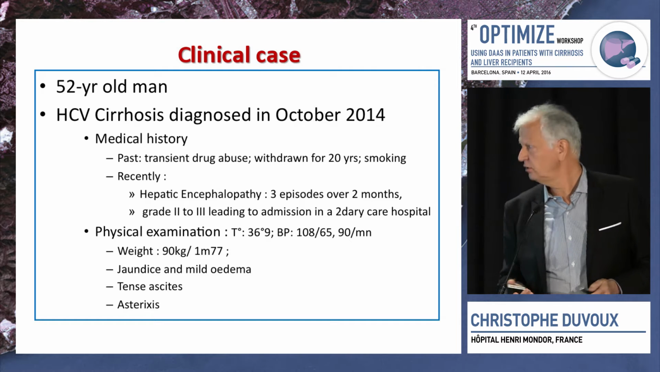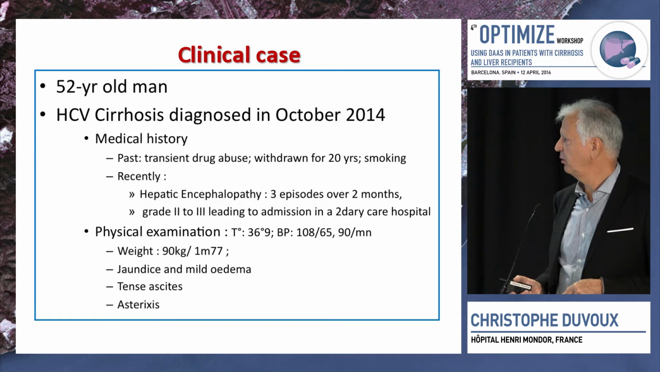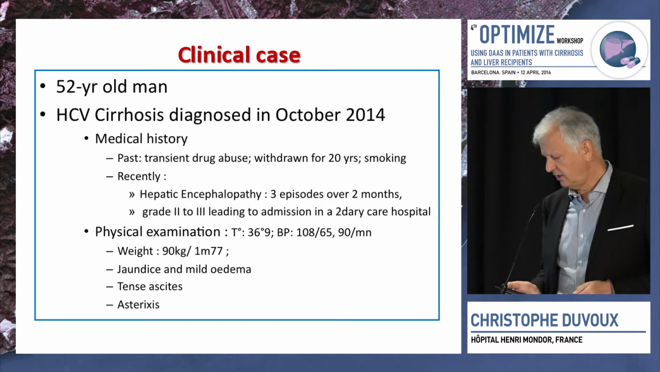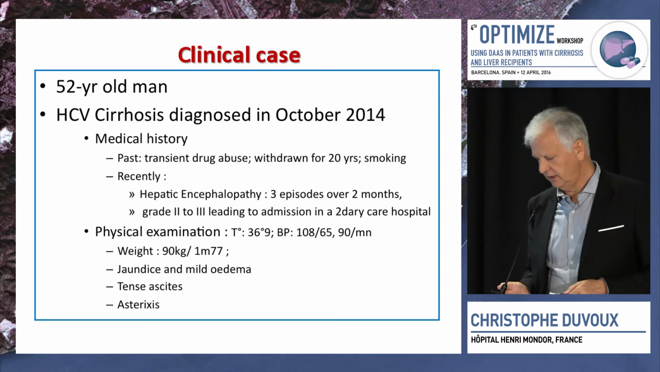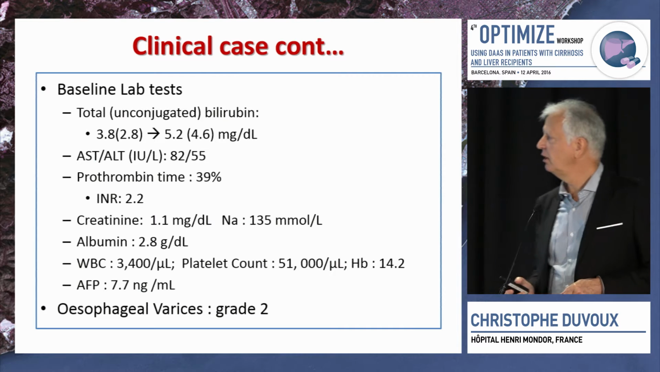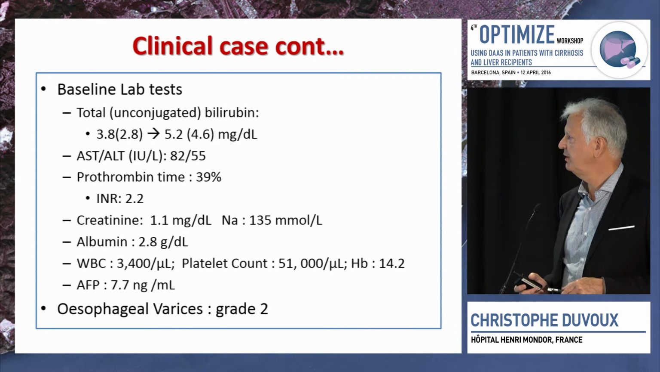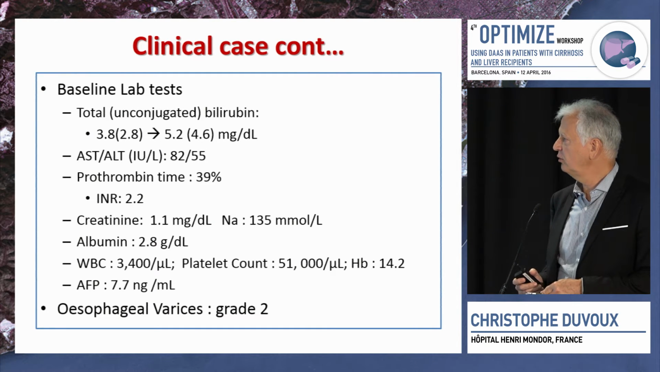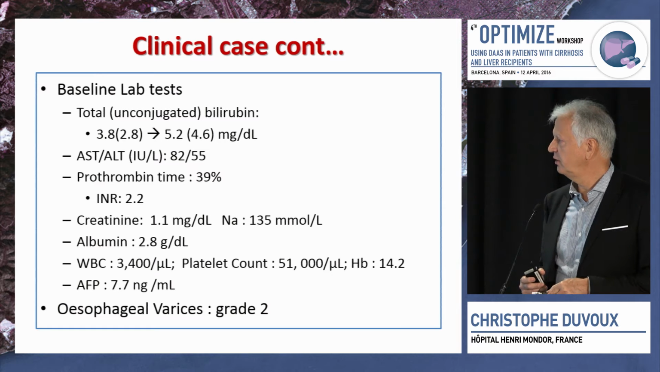On admission, the patient was stable in terms of hemodynamics, moderately overweight. We found that he had jaundice, mild edema, tenosynovitis, and asterixis. So clearly a decompensated Child C cirrhosis. Baseline lab tests show an increased total bilirubin, mainly unconjugated, varying from 3.8 to 5.2 milligrams per dl, moderately elevated transaminases, and a quite low prothrombin time, 39%, corresponding to an INR of 2.2, normal renal function, and esophageal varices grade 2.